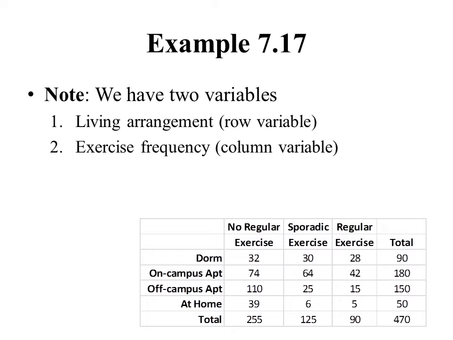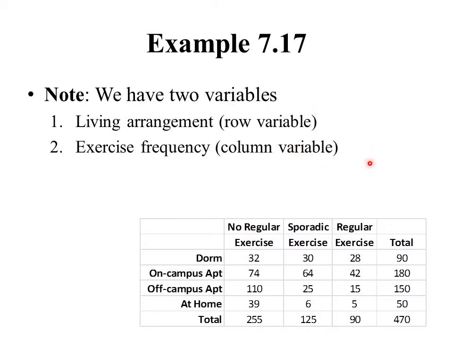First, let's make a couple of observations. We have two different variables involved in this scenario. We have the living arrangement and the exercise frequency. Now, living arrangements are what's shown in the rows of this table, so we're going to call that the row variable. And exercise frequency is shown in these columns, so we're going to call that the column variable.